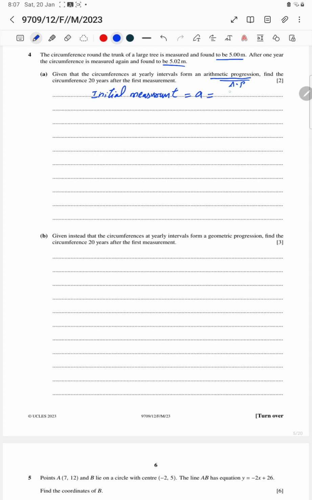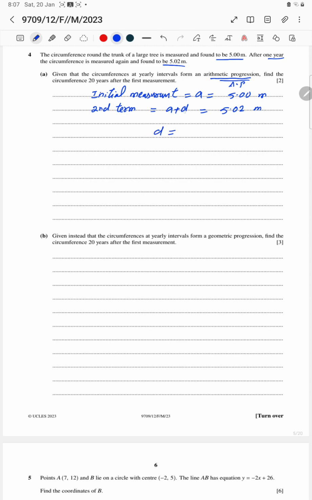The first value, the initial information, is a, that is 5.00 meter, and yearly it's increasing. After 1 year, it means the next, second term we can say for the AP, that is a plus d, that is given to be 5.02, because after 1 year the measurement changes and becomes 5.02. So we need to find the common difference for the AP.